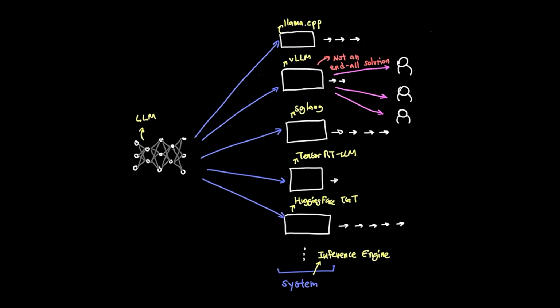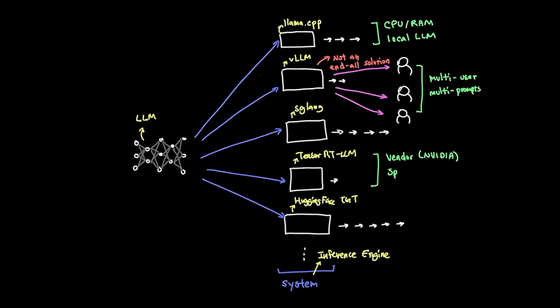But it's important to keep in mind that vLLM isn't necessarily an end-all solution. It's meant to solve the throughput problem for multiple users and multiple requests, but other inference engines prioritize other metrics, like CPU/RAM in the case of llama.cpp, or optimizing to the vendor in the case of TensorRT-LLM for NVIDIA, as well as better optimization support for running the model with less RAM requirements.